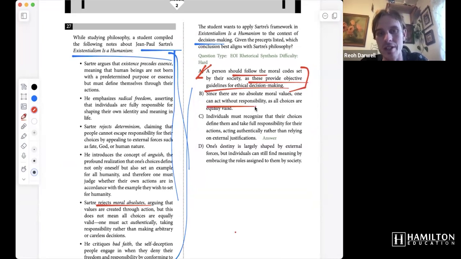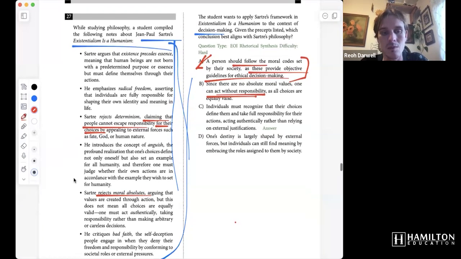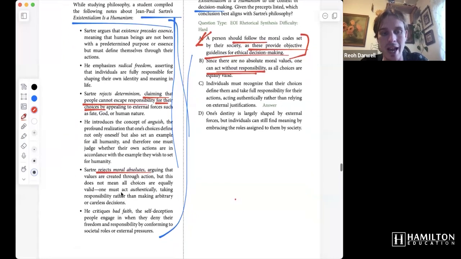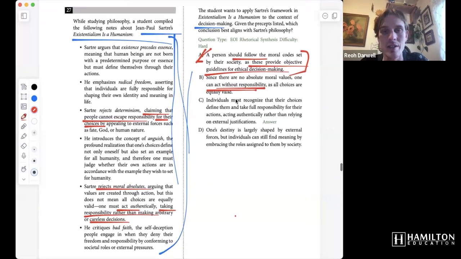B is wrong because of this here. One can act without responsibility, right? That is not true because of this claim here, right? He says that people cannot escape responsibility for their choices. And therefore we must act authentically, taking responsibility rather than making arbitrary or careless decisions. All right, so that refutes this part. So that is why B is incorrect according to the text.